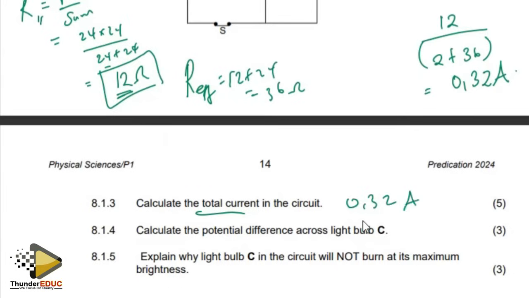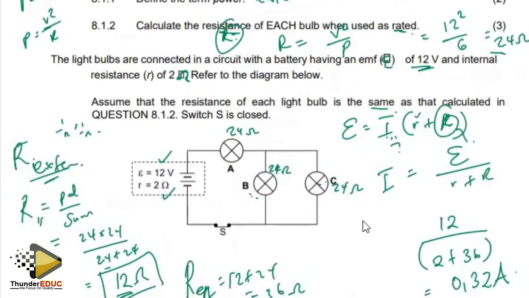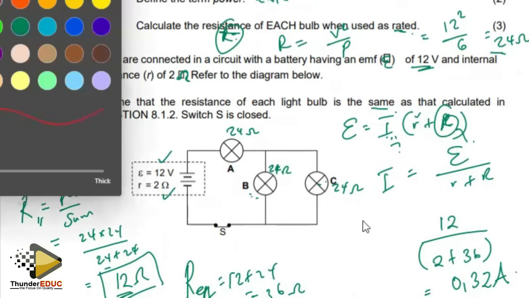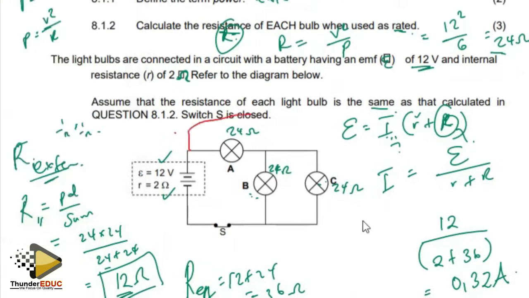Then calculate the potential difference across C. Now, since we know that this and this one, the parallel one, are in series, which means there's going to be a voltage that is different from this voltage.